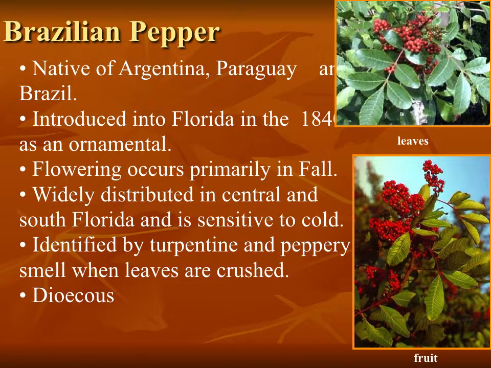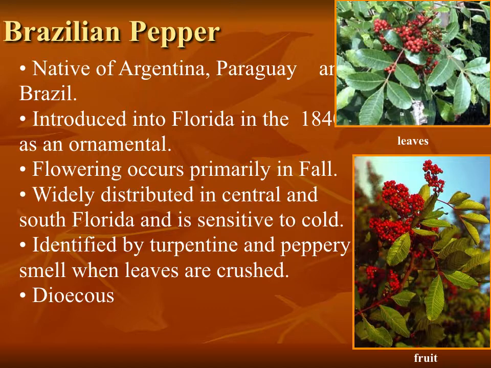Let's talk about Brazilian pepper. It's a native of Argentina, Paraguay, and Brazil. Okay, so it's native to another continent. It was introduced into Florida in the 1840s as an ornamental. In fact, its common name for many years was Florida holly. Funny thing, it's not from Florida, nor is it a holly. As you've learned already in this module, it is a cousin to poison ivy.